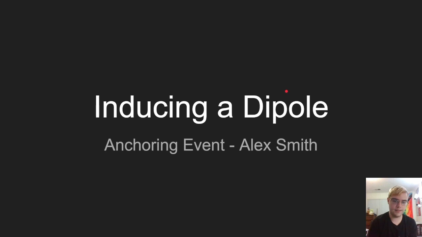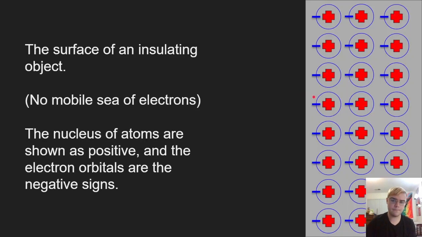This is the model that I created for better explaining how negatively and positively charged objects can influence or be influenced by neutrally charged objects, specifically insulating objects, by a process called inducing a dipole, which we'll go over more of what that means later.